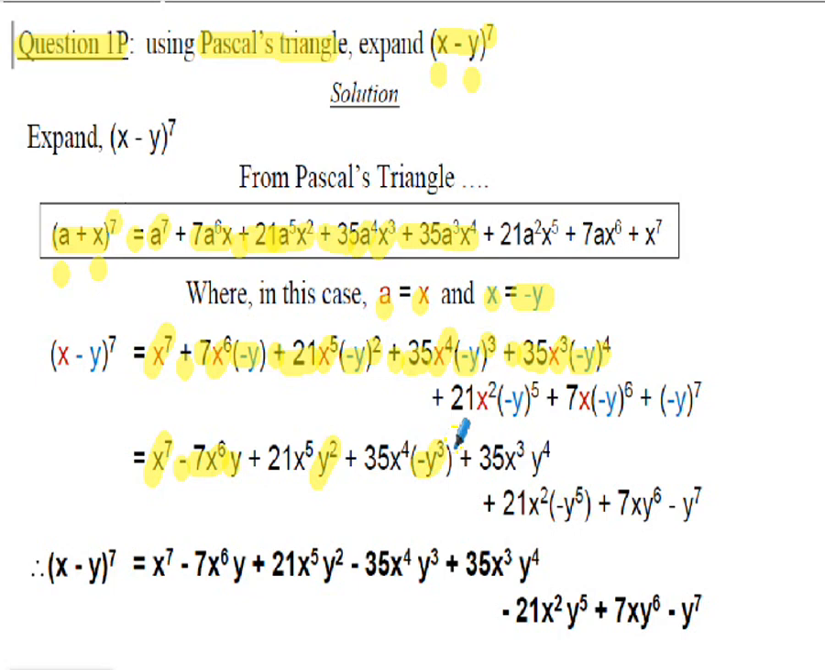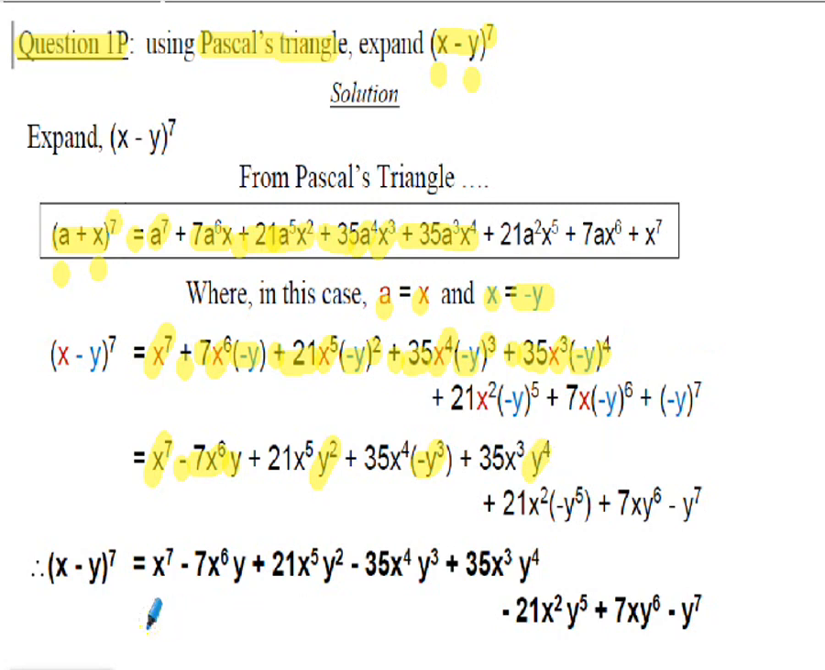So minus y times a minus y is a plus y squared, times a minus y is a minus y cubed. When you're looking at the power of 4, when you raise minus y to the power of 4, you get positive y to the 4. So it goes on. Be careful with the other brackets.